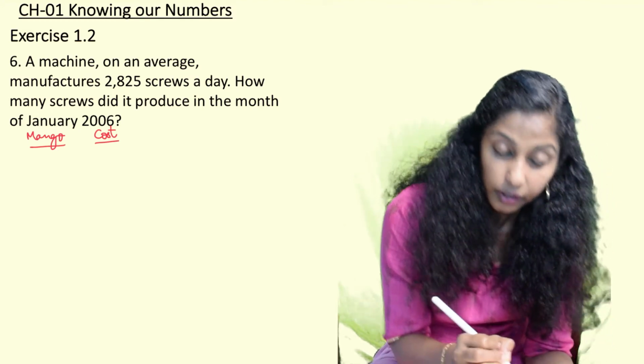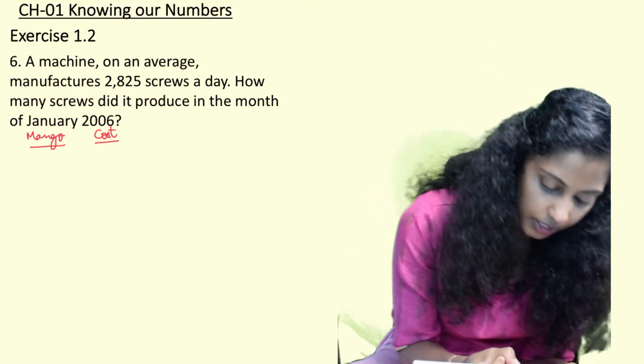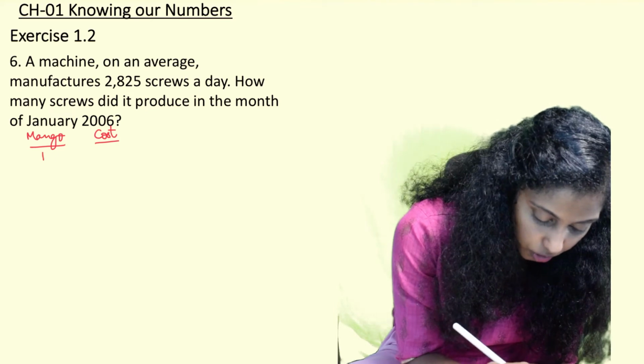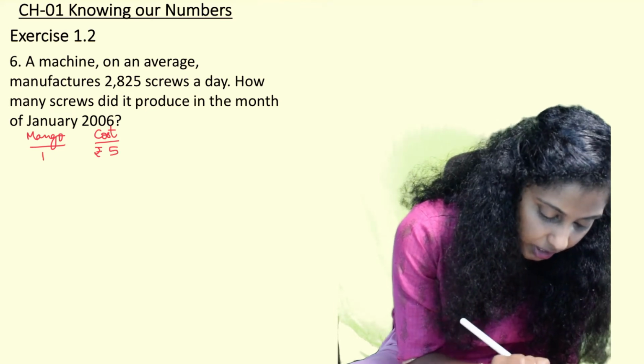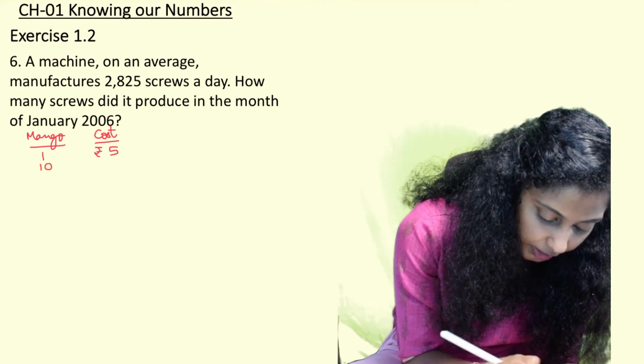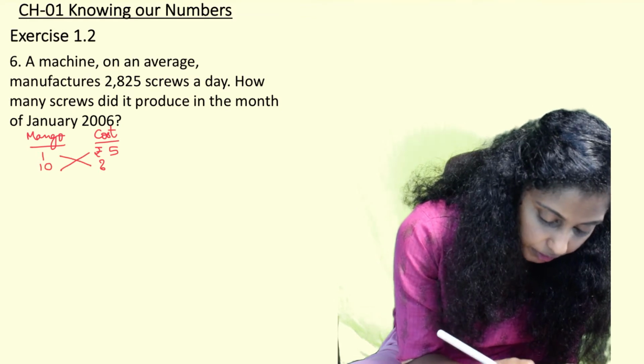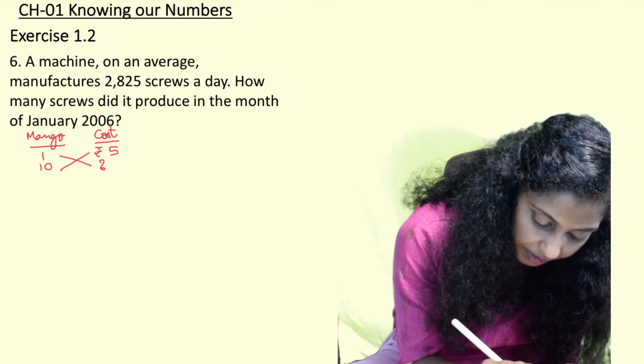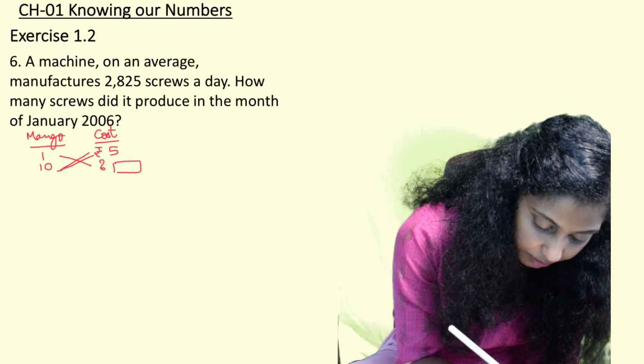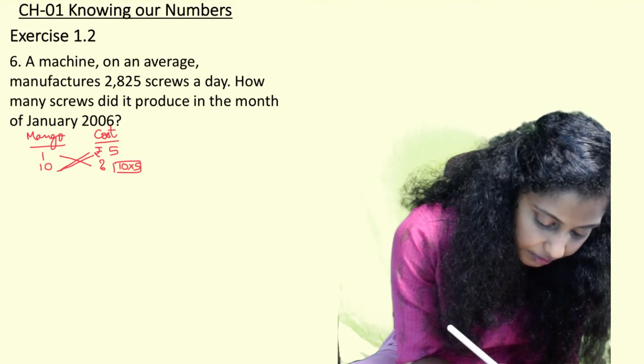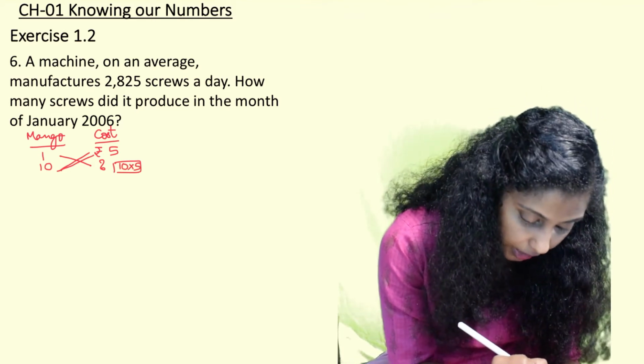It is not really there in the sum, but just an example to teach you better. 1 mango costs rupee 5. So what is the cost of 10 mangoes? Simple. What we do is 10 multiplied by 5. In this question you will see 10 and 5 are connecting. 10 multiplied by 5.